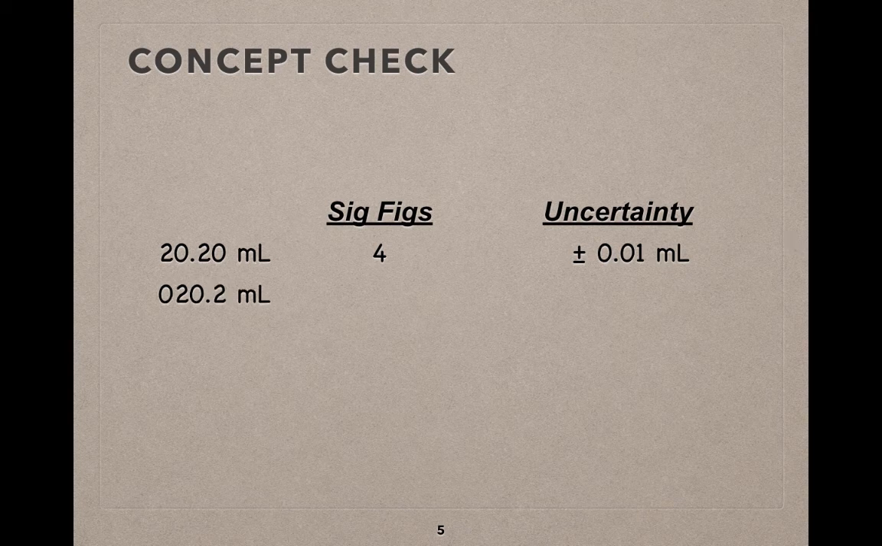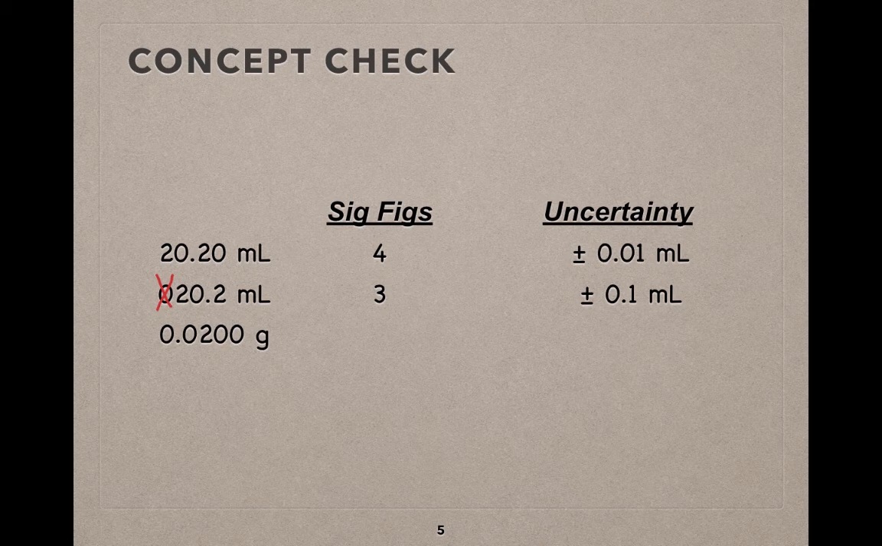We have this measurement here, which numerically is exactly the same, but as far as a measurement, it's very different. The zero that's here does not count as significant. That's a leading zero. And so really what we have is this 20.2, and so that has three significant figures. And now the uncertainty is in the tenth of a milliliter, so plus or minus 0.1.